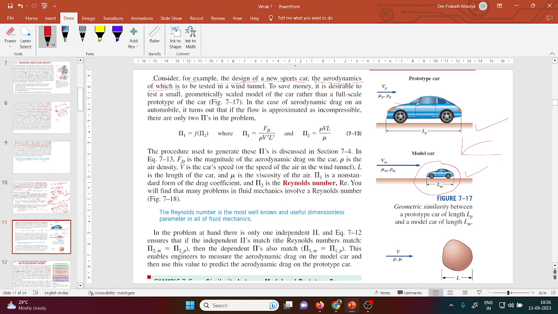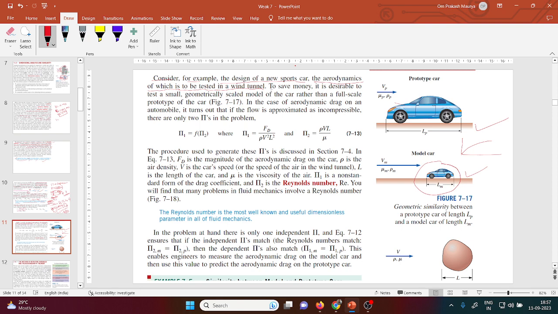So the aerodynamics of which is to be tested in the wind tunnel. You know the wind tunnel, I think you have seen it. If you have not seen it, just Google and see what a wind tunnel is. In the wind tunnel, basically we blow wind on the model car or the prototype car and see how the boundary layer forms, where there is more pressure, where the drag is, how much drag force and lift force are acting. This kind of thing is analyzed.